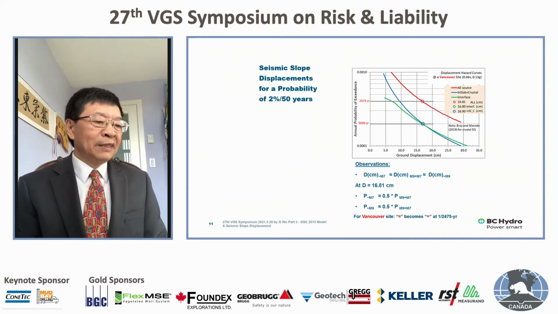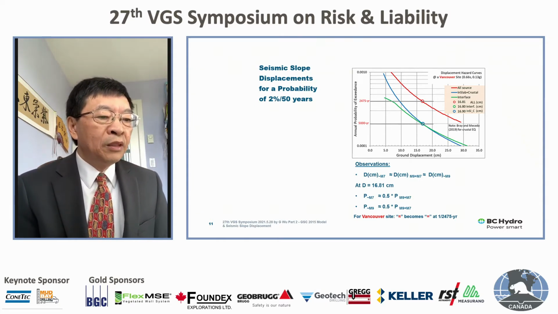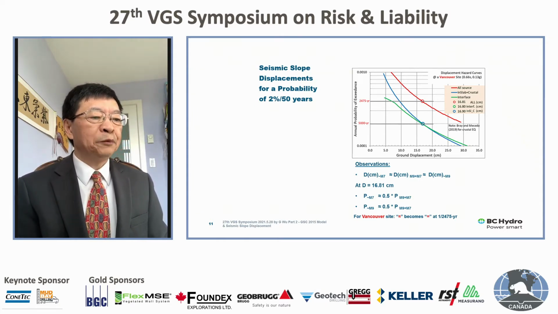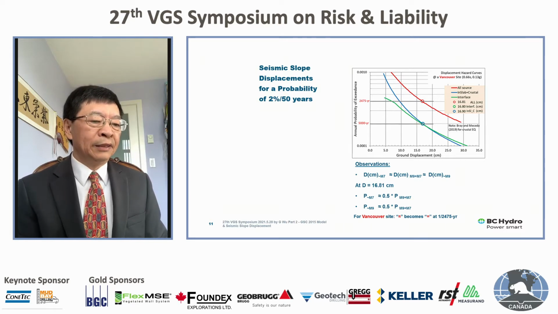Now, for the Vancouver site, you will see the two curves overlapped at 1 in 5,000 years. The green and the blue overlapped, meaning at 1 in 5,000 years, the displacement from the M7 and the displacement from the M9, which is interface subduction, are equal. And then you add the two, 1 in 5,000 year event, and you get the displacement for 2475, which is double the probability of 1 in 5,000 year.